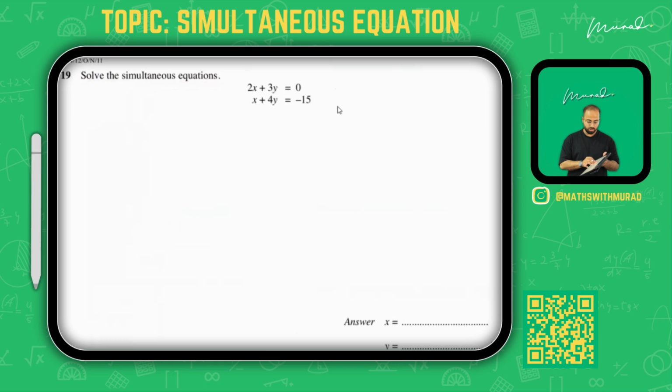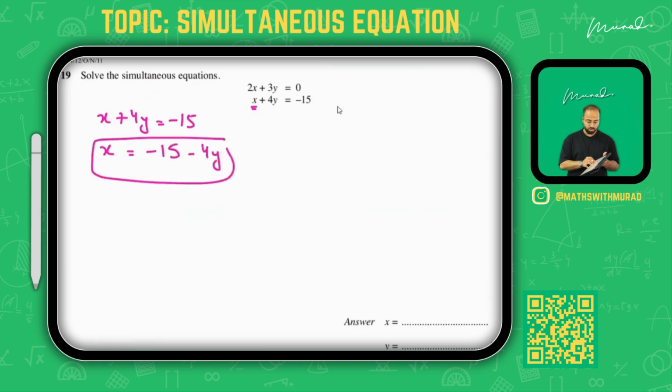So equation number 2, because I can make x the subject of the equation. So I'm writing x plus 4y equals negative 15. So I try to make x the subject of my equation. So it becomes negative 15 minus 4y. So this is going to be my equation number 3. Right? So now I'll write the other equation, equation number 1, 2x plus 3y equals 0.